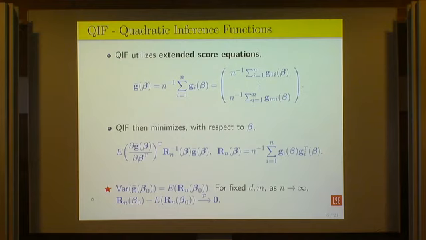Even if you misspecify the correlation structure V_i, you are still optimally weighting these equations. It doesn't matter whether you correctly specify or misspecify it. But of course, remember, all these results are just asymptotic results. Later on we'll see that practically there is a price to pay in QIF.